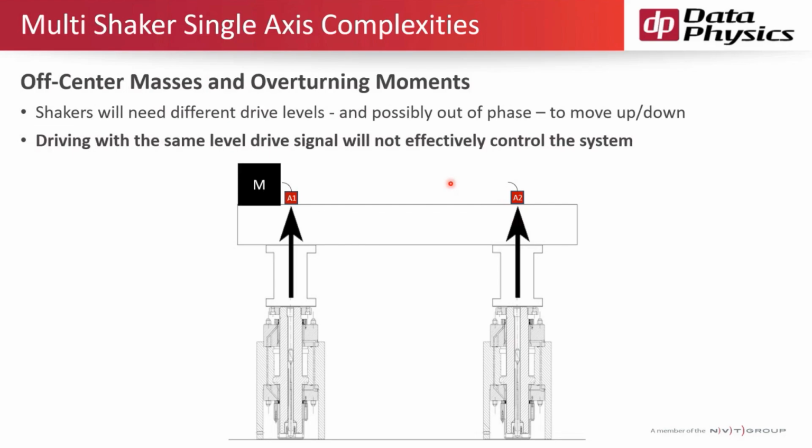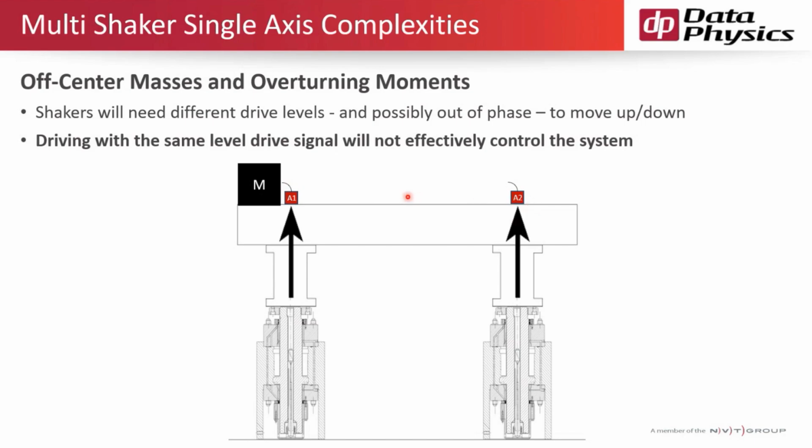Now, what happens if my mass isn't perfectly centered, or I've got an overturning moment on my test structure here, on my head expander or in my test configuration? So if I had, for example, teed the drive signal from my single shaker controller into two shakers and drove them, obviously my shaker on the left, my accelerometer 1, is going to produce much less vibration than my accelerometer on the right. So with the non-MIMO controller, I'm going to end up with very different levels on the left and on the right.